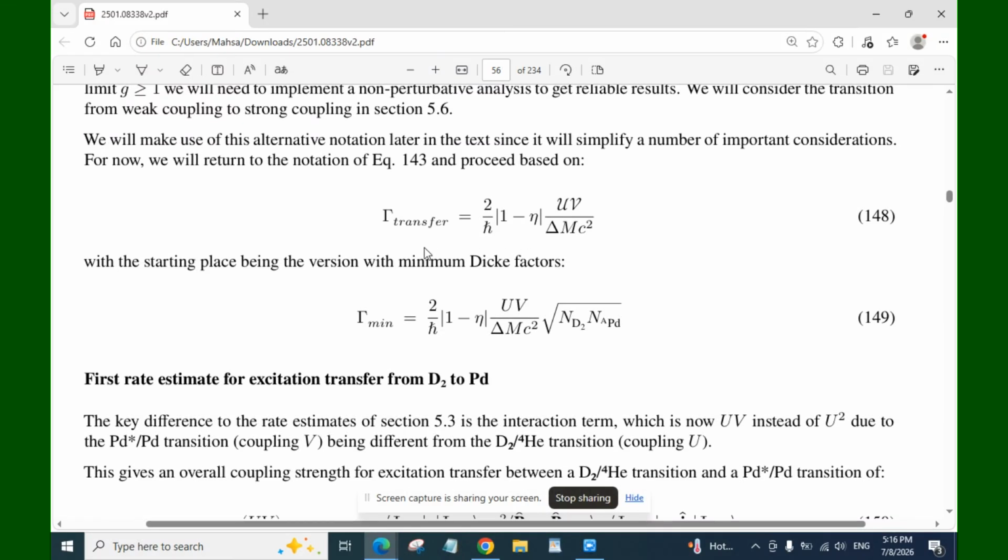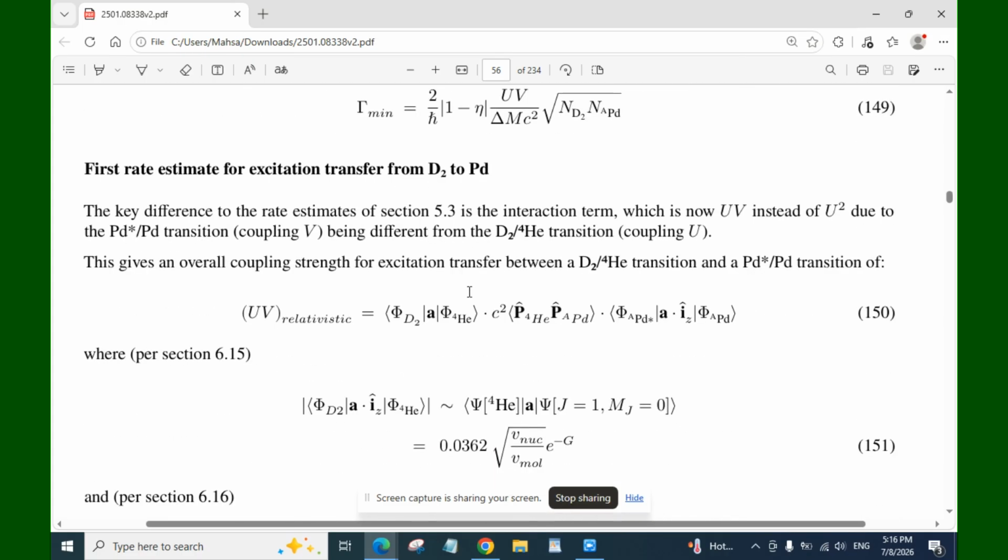For now, we will return to the notation of equation 143 and proceed based on gamma transfer equal to 2 divided by h absolute 1 minus eta u divided by delta m c to the power of 2, with the starting place being the version with the minimum defect factors. Gamma min is equal to 2 divided by h absolute 1 minus eta UV divided by delta m c to the power of 2 times the square root n deuterium n palladium R.